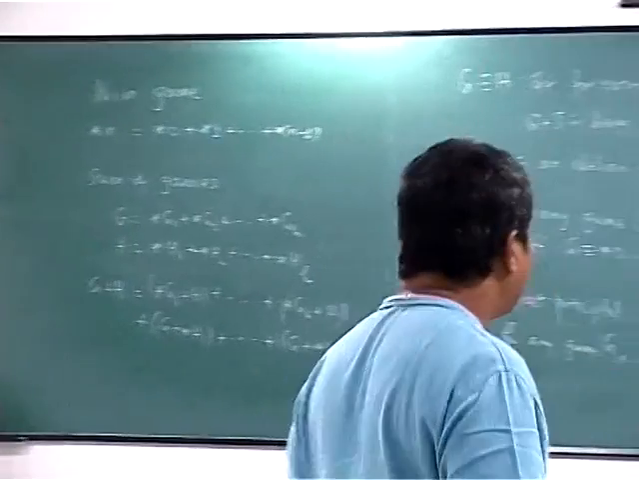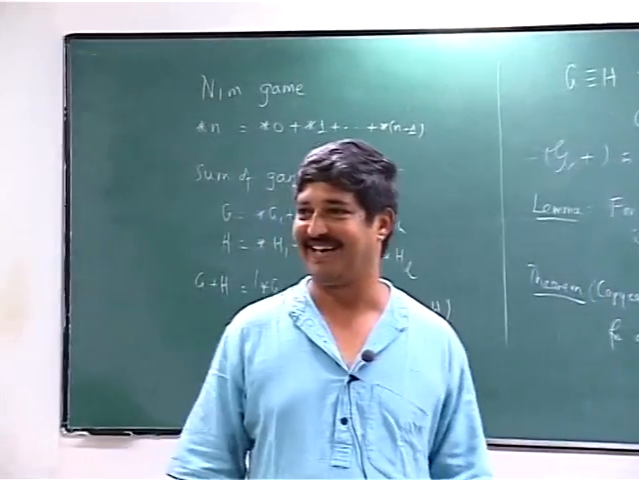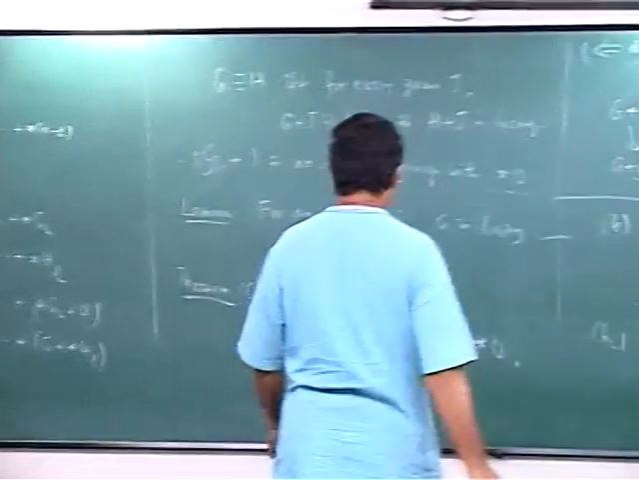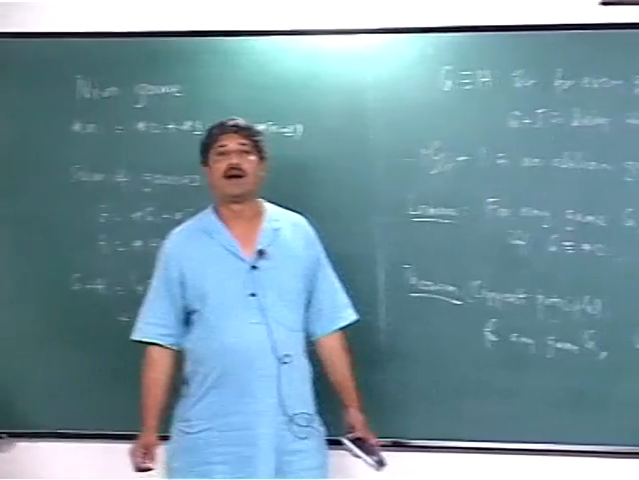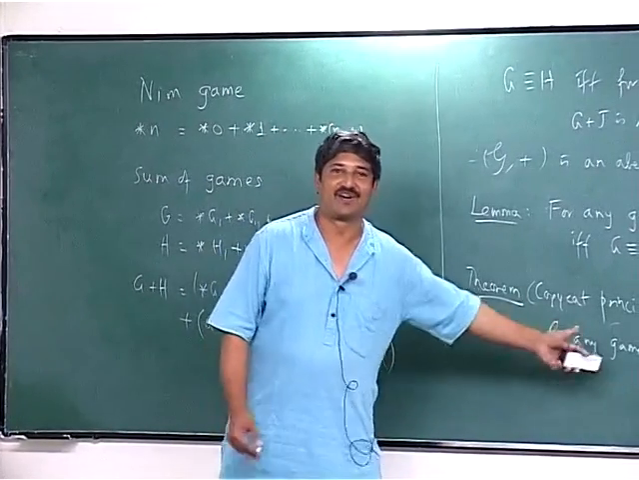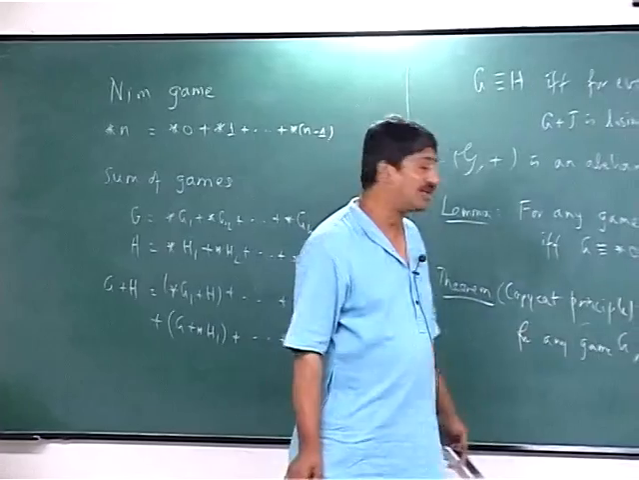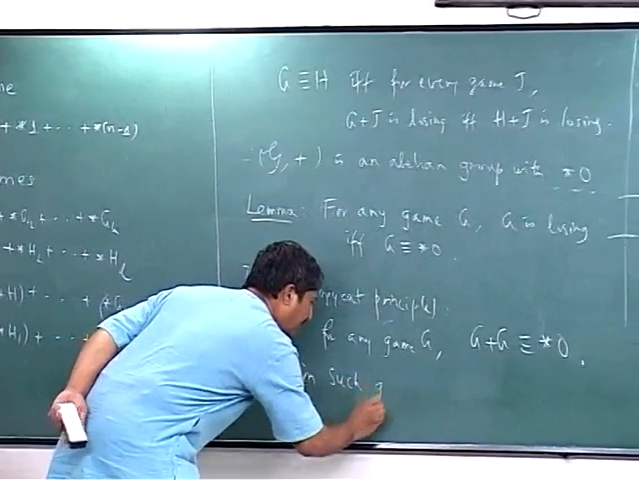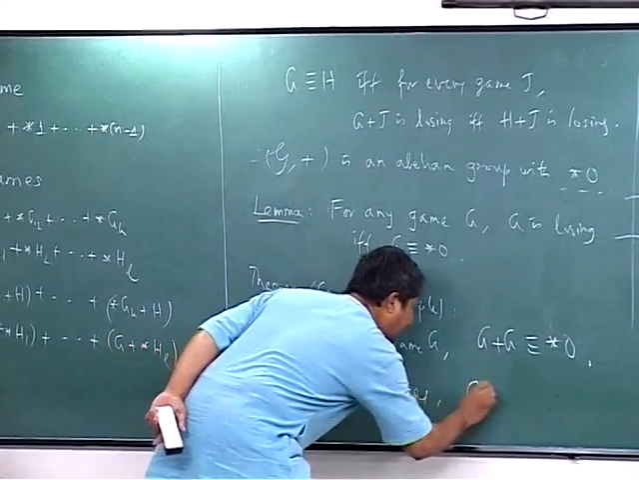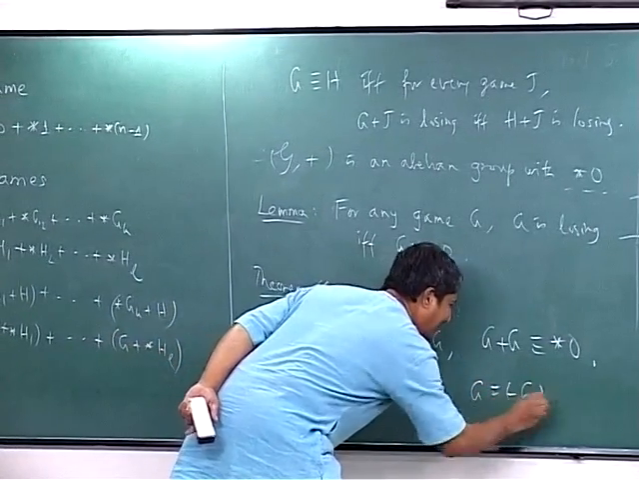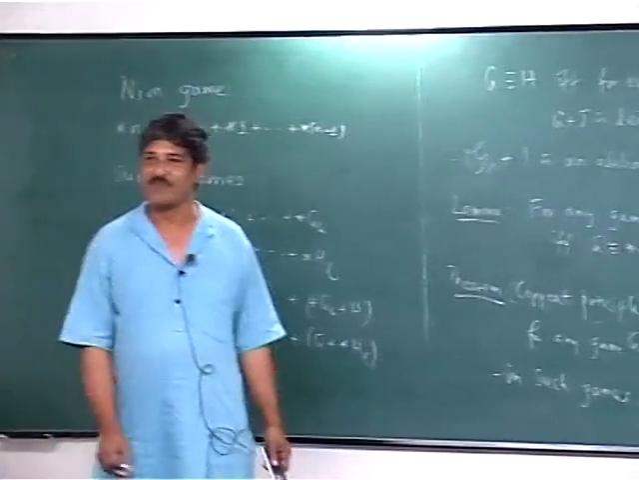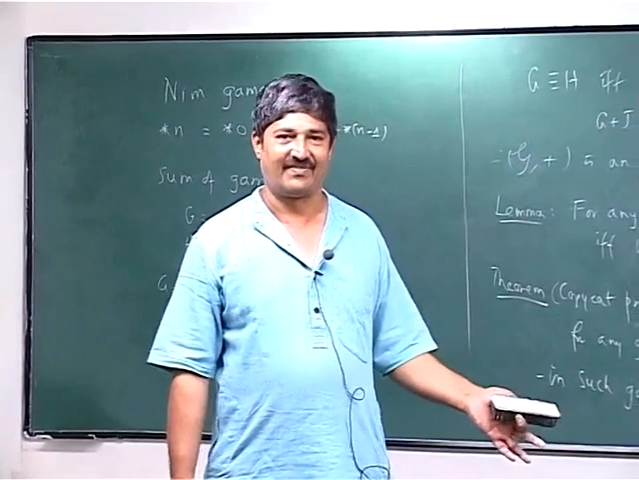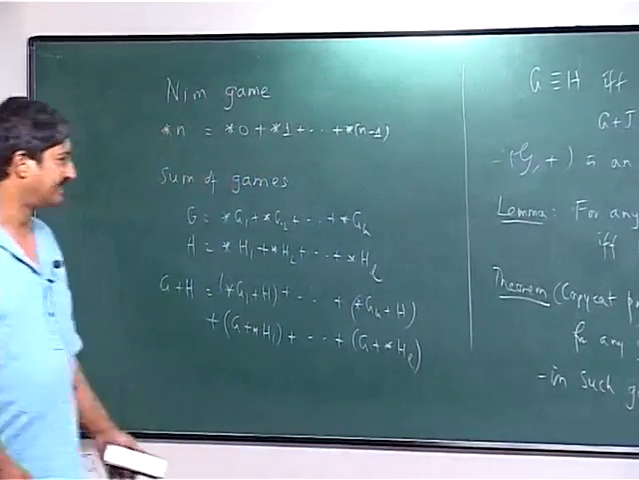So basically, I'm also saying that G plus G must be a losing game. The moment I'm putting it as equivalent to 0, that's what it means. And this is why it's called a copycat principle. So this basically also means that in such games, G is equal to minus G in this sense. This is the inverse. I said it forms an abelian group, and what is the inverse? The inverse is itself. These are self-dual in some sense.